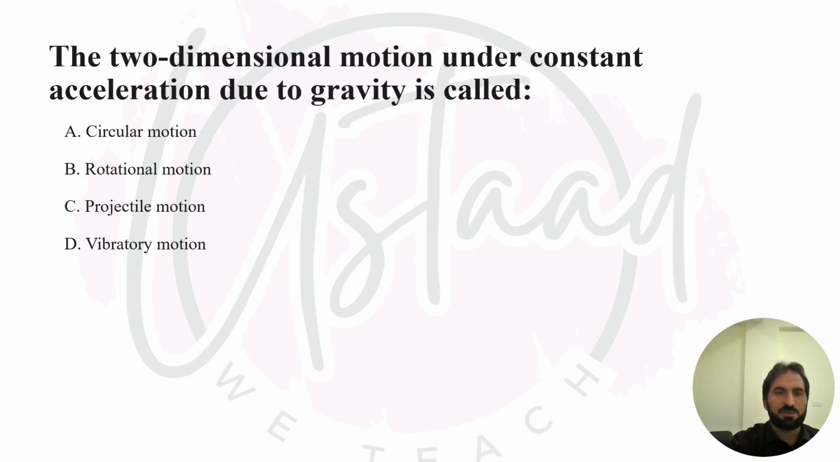Next MCQ we have: the two-dimensional motion under constant acceleration due to gravity. This MCQ is also related to the projectile motion, and the options we have are circular motion, rotational motion, projectile motion, and vibratory motion. So this is the definition of the projectile motion. So option C is the correct option we have, that is projectile motion.